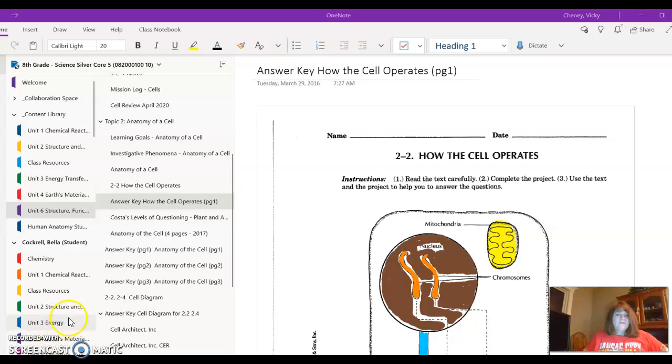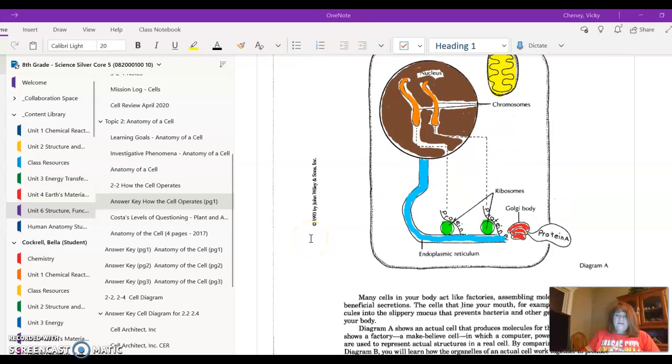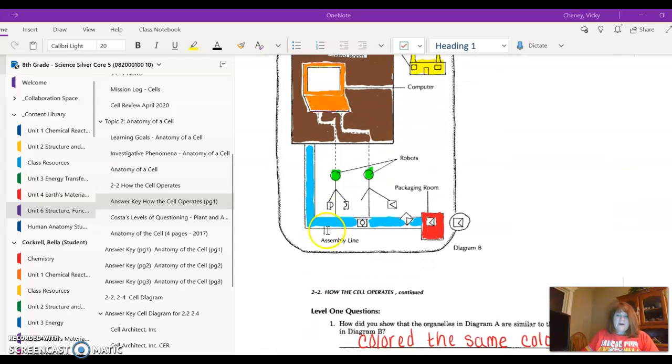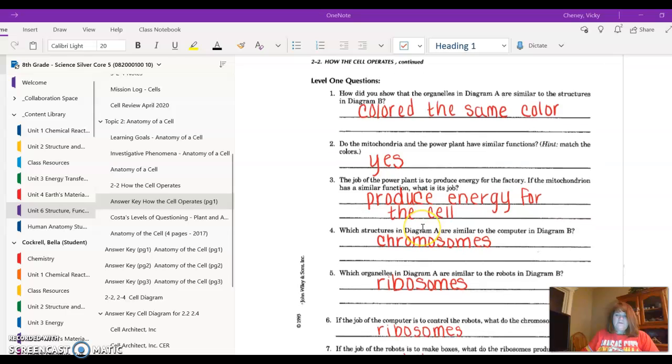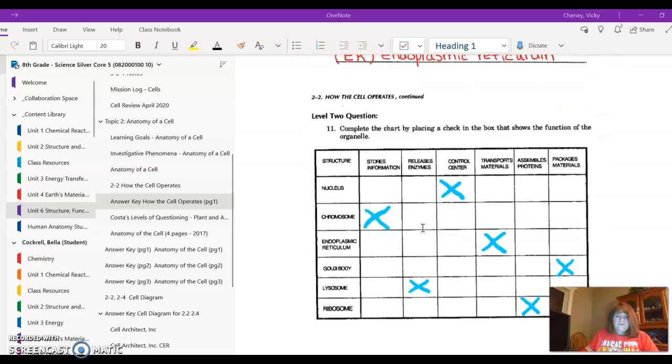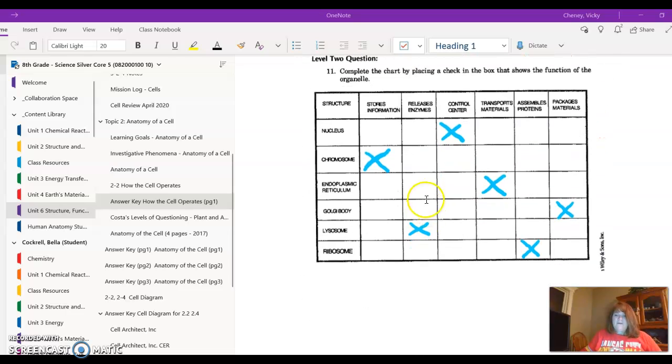A couple of things for today. First of all, I have posted some answer keys and I messaged a lot of you about getting some work in to me. You can check your Infinite Campus too. If you look on your OneNote, there is an answer key on how the cell operates. This is my answer key where I colored things in and answered some of the same questions. I messaged a couple of you.